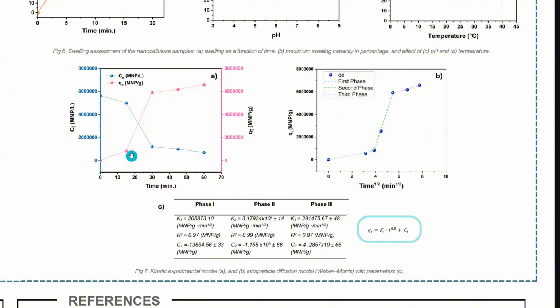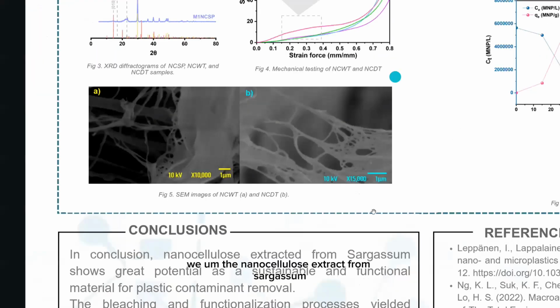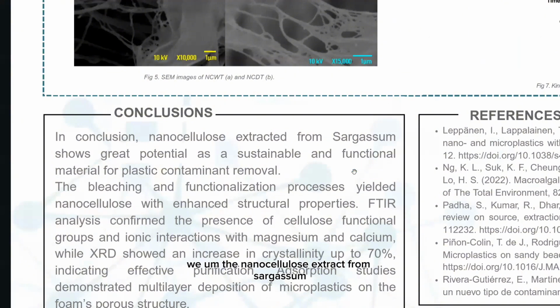In conclusion, the nanocellulose extracted from Sargassum shows great potential as a sustainable material for plastic contaminant removal. The bleaching and functionalization process yields nanocellulose with enhanced structural properties. The FTIR analysis confirmed the presence of cellulose functional groups and ionic interactions with magnesium and calcium oxalates, while XRD showed an increase of crystallinity up to 70%, indicating effective purification.